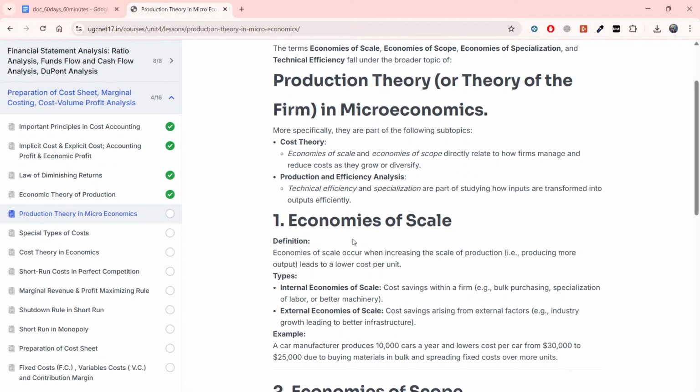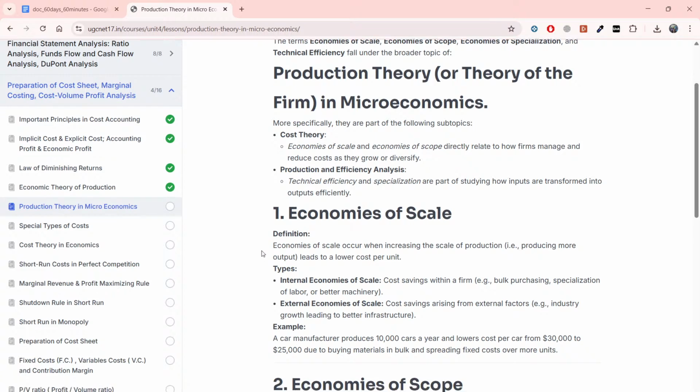Internal economies of scale, cost saving within a firm: bulk purchasing, specialization of labor, better machinery. External economies of scale, cost saving arising from external factors, such as industry growth leading to better infrastructure. A car manufacturer produces 10,000 cars a year and lowers cost per car from $30,000 to $25,000, due to buying materials in bulk and spreading fixed costs over more units.